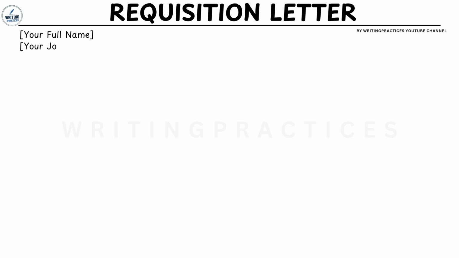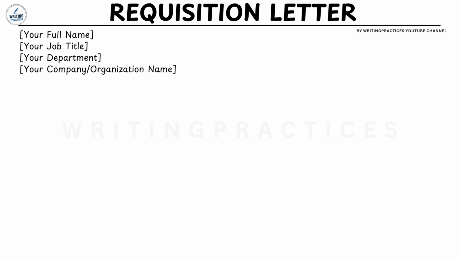Every requisition letter begins with the sender's information. This includes your full name, job title, department, and the name and address of your company or organization. For example, Jane Smith, Procurement Manager, Logistics Department, ABC Corporation, 123 Elm Street, New York, New York, 10001. This section serves as your introduction, letting the recipient know who you are and where the requisition is coming from. It's important to be precise here, so the recipient can easily identify you and your role within the organization.